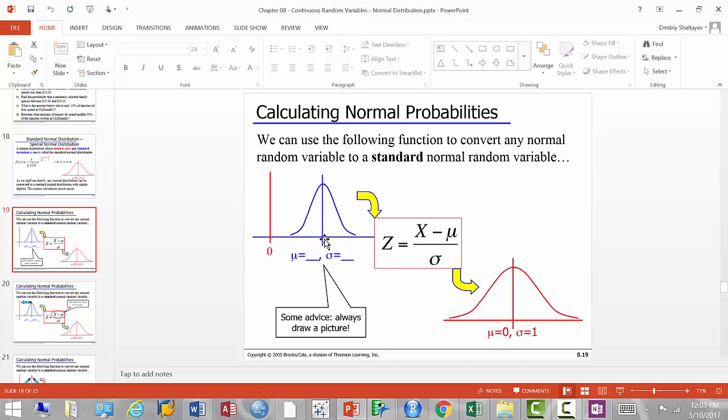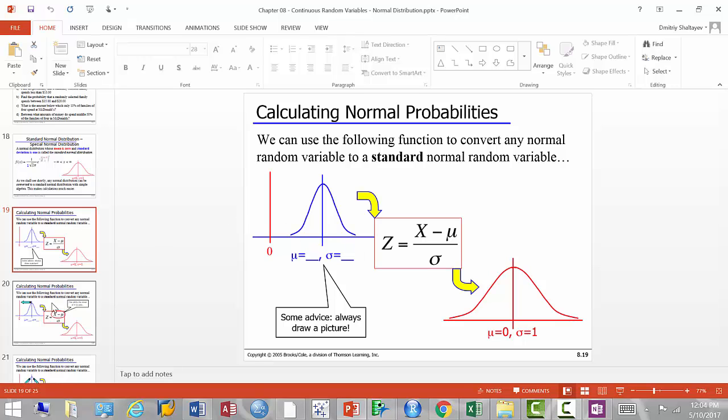Why? Because let's say your mean is positive, so it's somewhere over here. When you subtract the mean, essentially you're moving all the points to the left by the distance of mu. So the new peak of your distribution is going to be at 0. But the width is still going to be whatever sigma you had. If sigma is greater than 1, high, the distribution is going to be very wide. If sigma is small, the distribution is going to be very sharp.